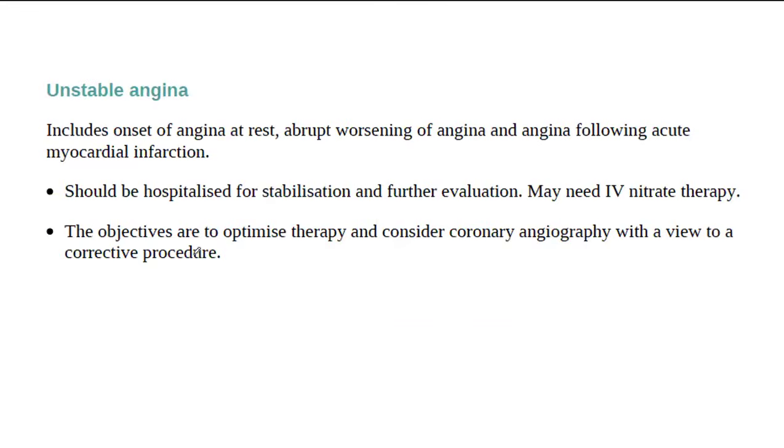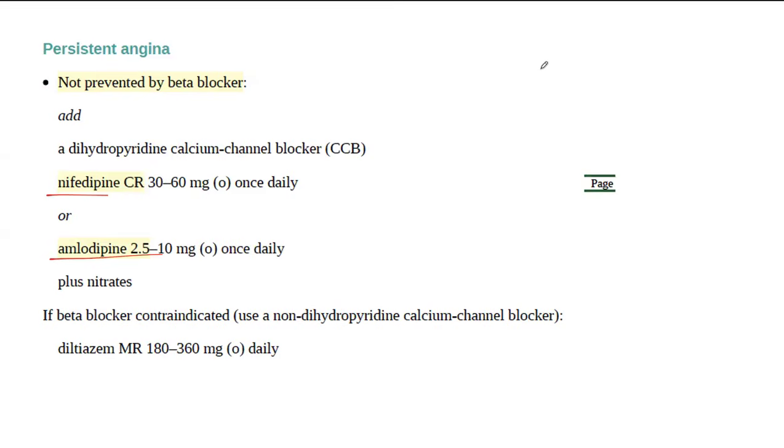So a step-by-step guideline for angina treatment is for mild cases, we just give GTN or nitrate. For moderate cases, that means it's not getting better with nitrate, we add a beta blocker. And if it becomes persistent, even with beta blocker, the patient getting angina attacks, then we add a calcium channel blocker, like nifedipine or amlodipine.